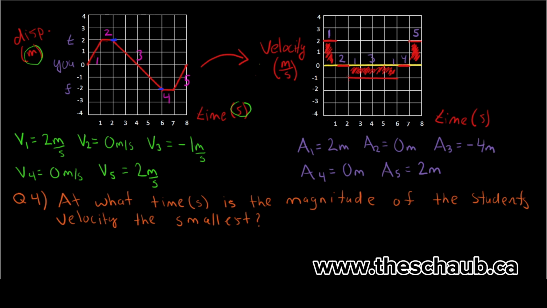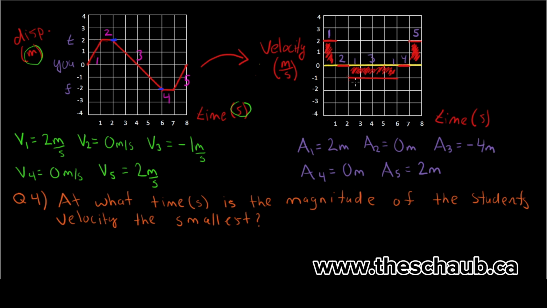Question 4. At what time or times is the magnitude of the student's velocity the smallest? The way this question is presented makes it a little bit of a trap. Students are often tempted to say that the student's smallest velocity will be -1, forgetting that in physics, negatives just indicate direction. So a velocity of -1 is the same magnitude as a velocity of +1. It's just moving in the opposite direction.